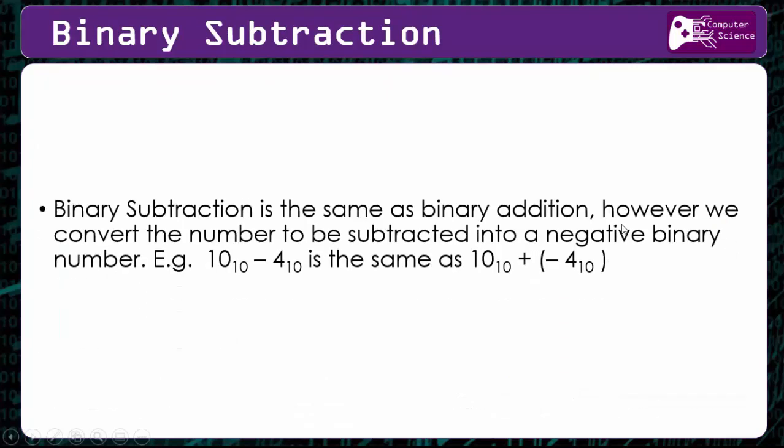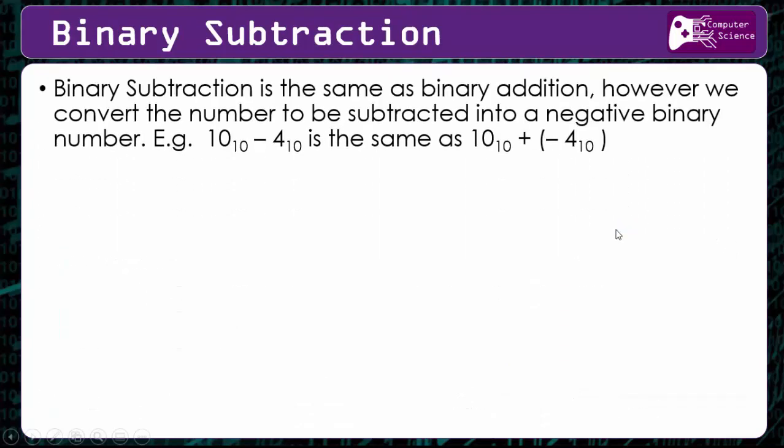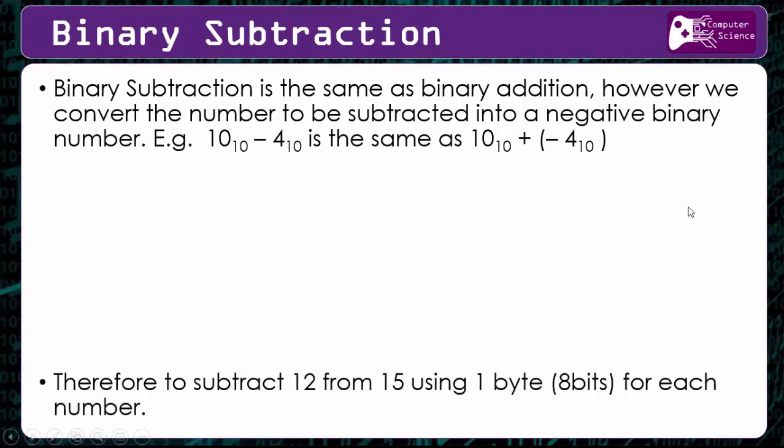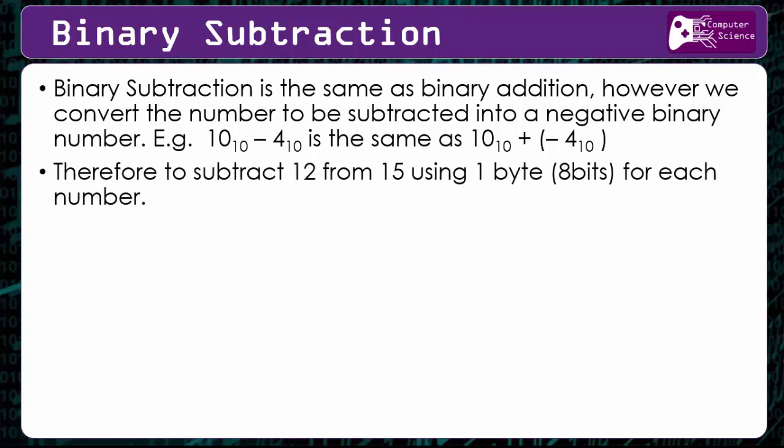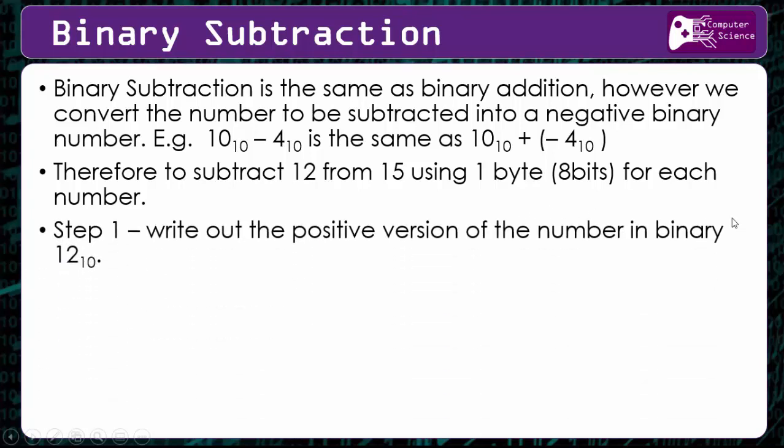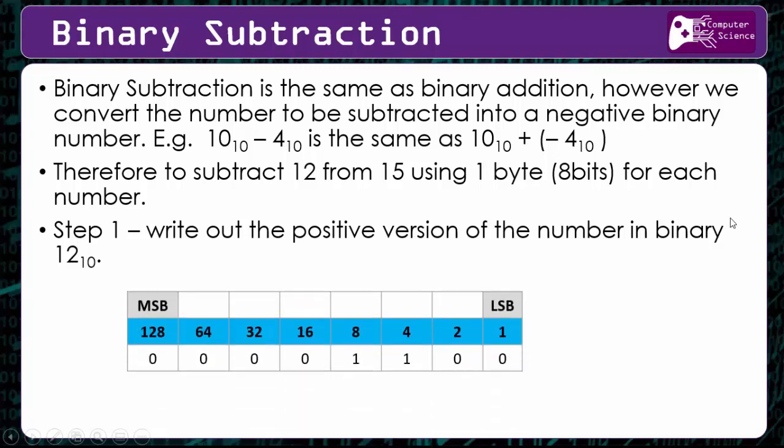So, binary subtraction then. It's the same as binary addition, however we convert the numbers to be subtracted into a negative binary number. So 10 minus 4 is going to be the same as 10 plus minus 4, but we're going to need to change 4 into minus 4 first. So it's kind of a two-step process. So using another example then, to take 12 away from 15, we're first going to need to take the 12 and turn it into a negative number. So step 1, write out the positive version of the number in binary first. So a nice easy one, all zeros apart from an 8 and a 4, which gives us our 12.